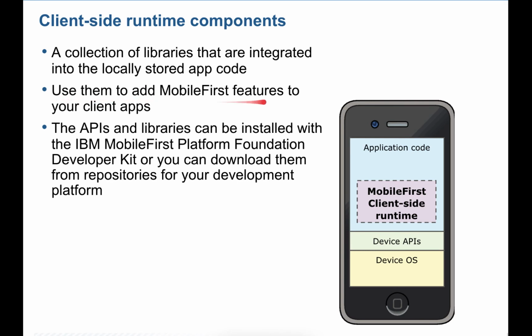Use them to add Mobile First features to your client application. The API and library can be installed with the IBM Mobile First Platform Foundation Developer Kit, or you can download them from the repository of your development platform. Okay, so the runtime component, as I told you, will help you to integrate all the Mobile First services.